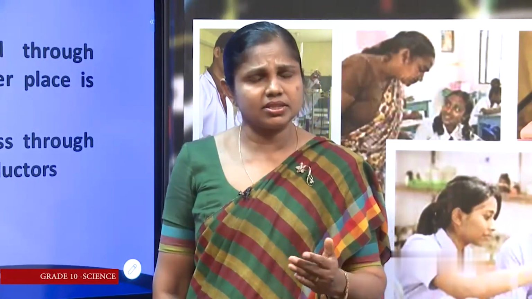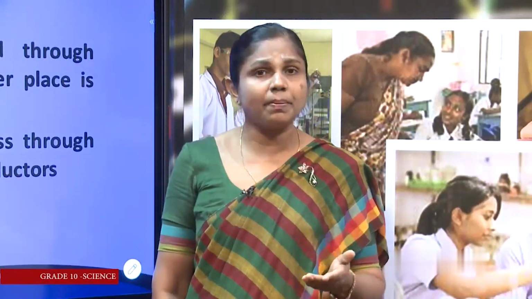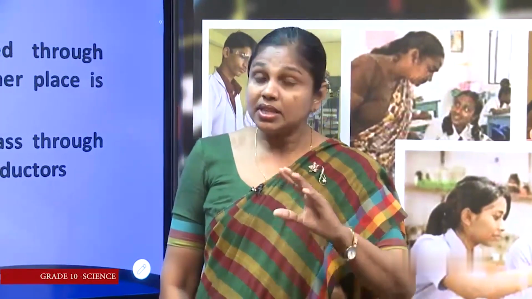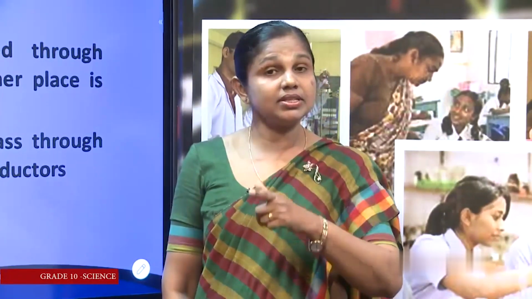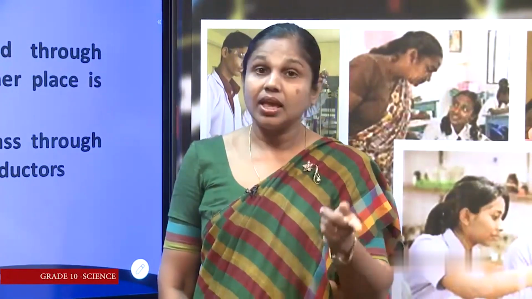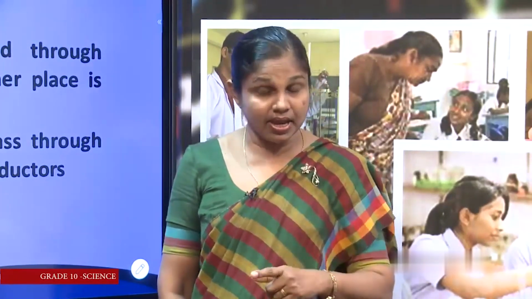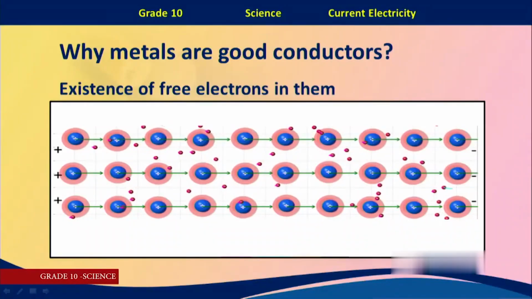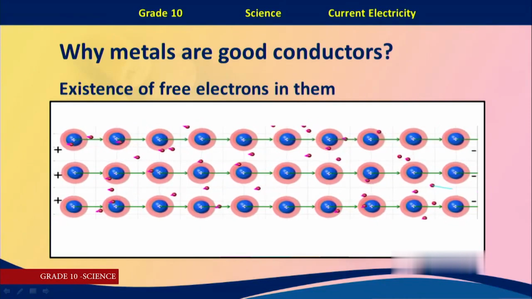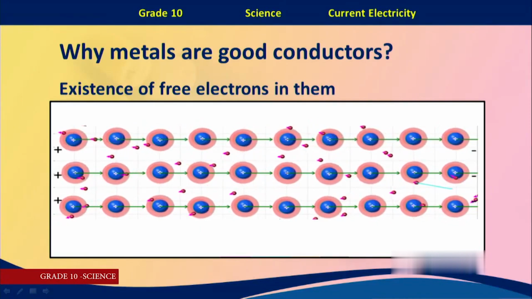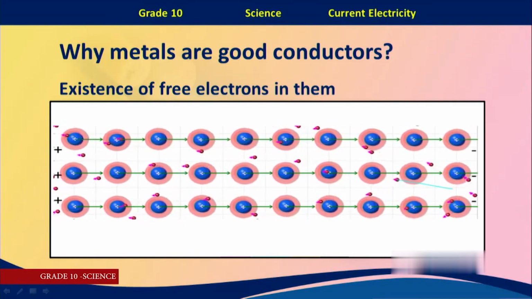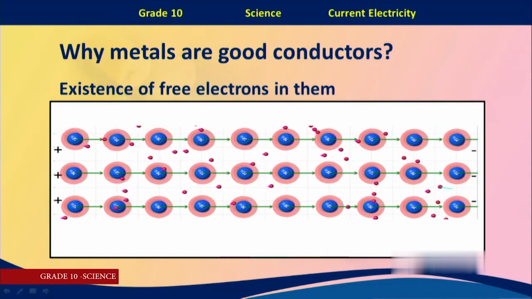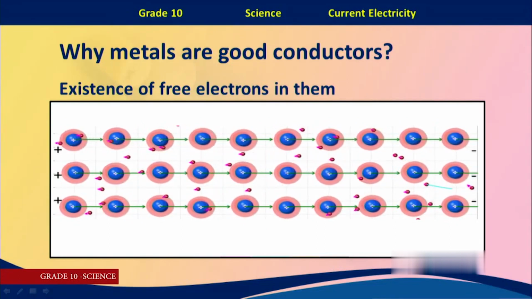In these metals, especially metals like copper, silver, gold, aluminium, some of the electrons in their valence shell, in the outermost energy level, have moved to the free space of these materials. That's why metals have free electrons in them. The existence of free electrons in these metals helps them to conduct electricity.